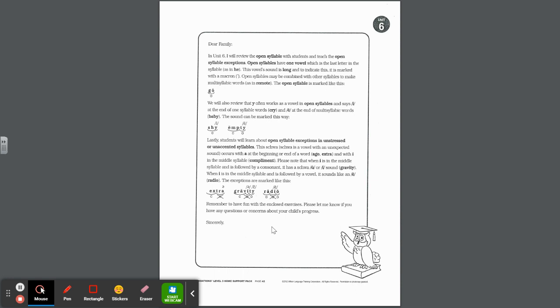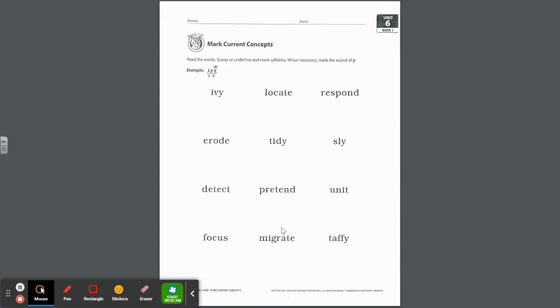Okay, remember to have fun with the enclosed exercises and please let me know if you have any questions or concerns about your child's progress. There's a lot to learn in this unit, but we'll take it slow. The first page says read the words, scoop or underline, and mark syllables. When necessary, you have to mark the sound of Y. Remember, it could sound like an E, could sound like an I.